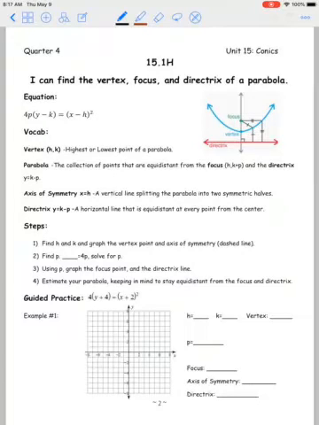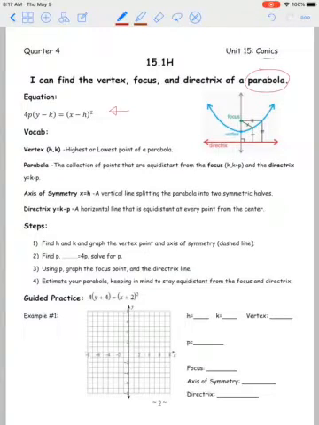Okay, 15.1, this whole unit is called conics, which are different shapes and graphs. The first one we're going to look at is a parabola, which you have seen before, the quadratic graphs from Unit 4. So the equation for them is this.